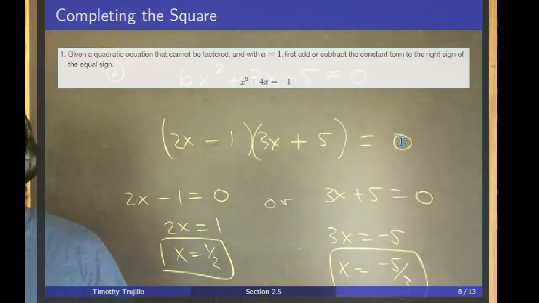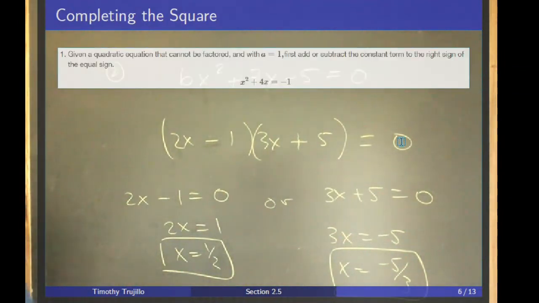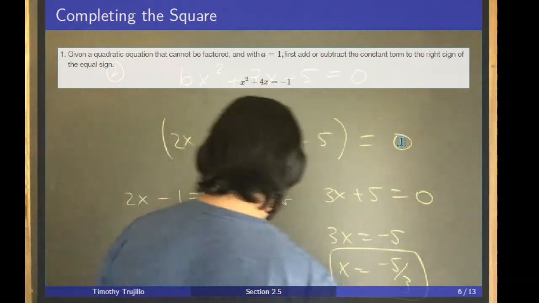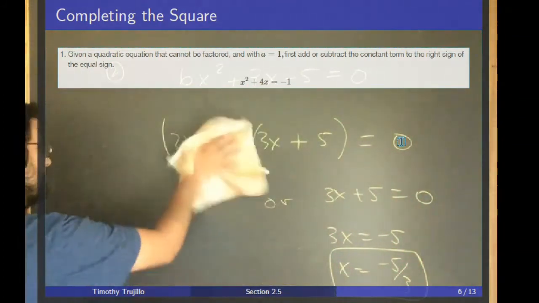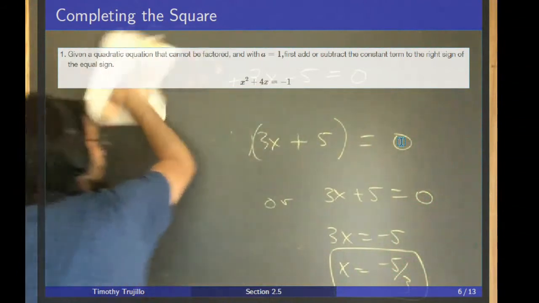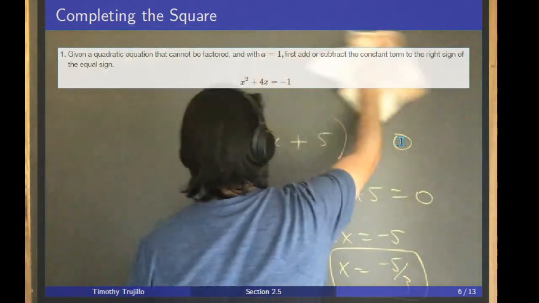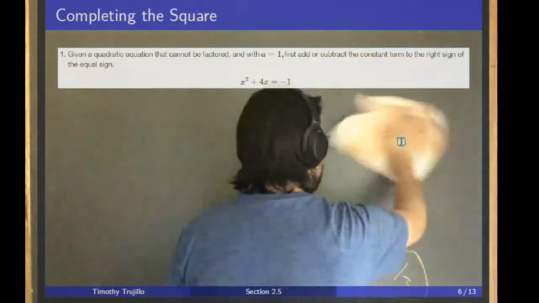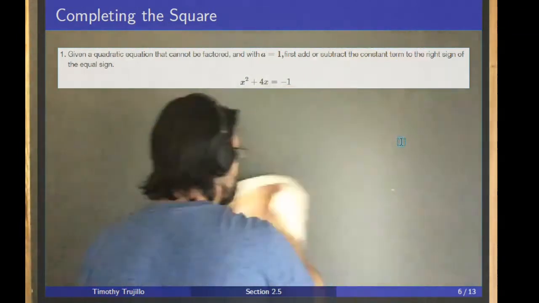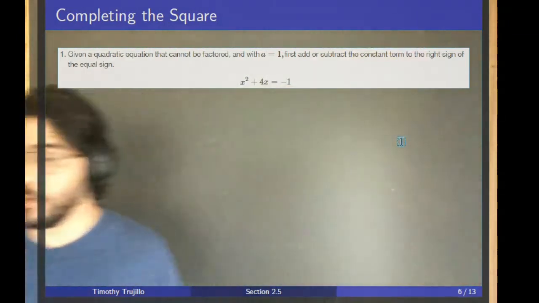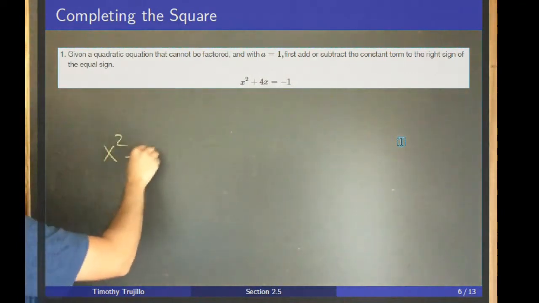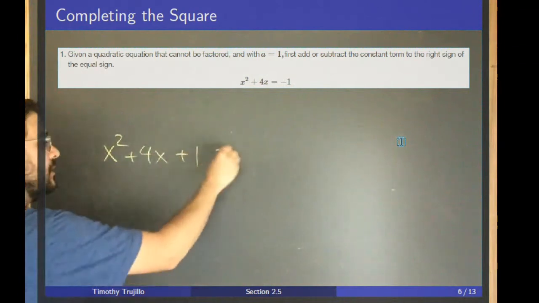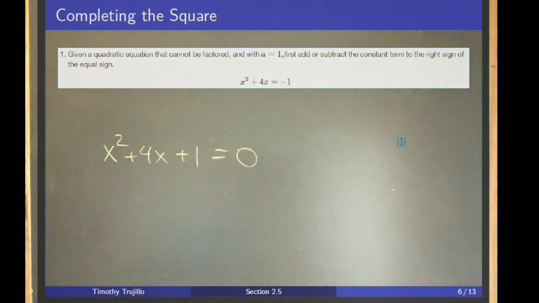Okay, so let's now talk about completing the square. I think it's best, instead of talking about it very abstractly, to do it with an example. So I'm going to write out the algorithm for it, but at the same time, we're going to solve a quadratic using the method. And the quadratic we're going to look at is x squared plus 4x plus 1 is equal to 0.